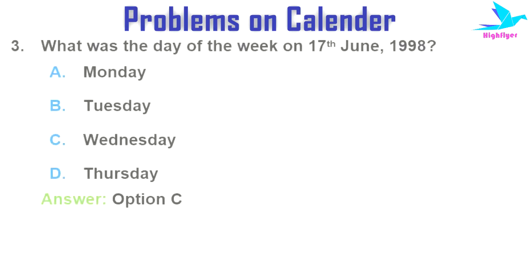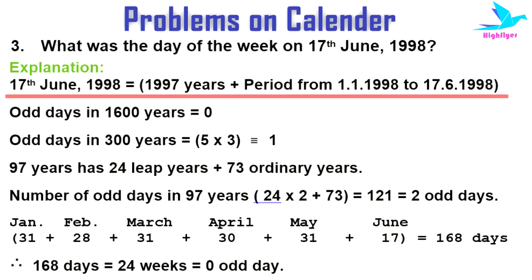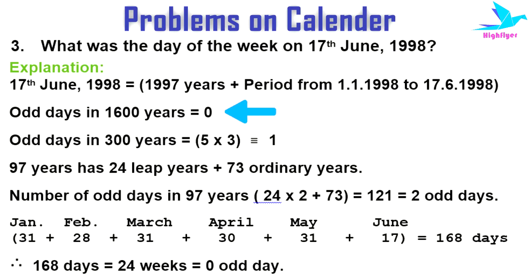Next question. What was the day of the week on 17th June 1998? The options are Monday, Tuesday, Wednesday or Thursday. The right option is option C, Wednesday. Let's see how. Now 17th June 1998 equals the complete year cycle till 1997 plus the period from 1st January 1998 to 17th June 1998. Let's count the days and number of odd days. As we know, the number of odd days in 1600 years equals 0 and the next 300 years will be equal to 1. Now let's see about the next 97 years.